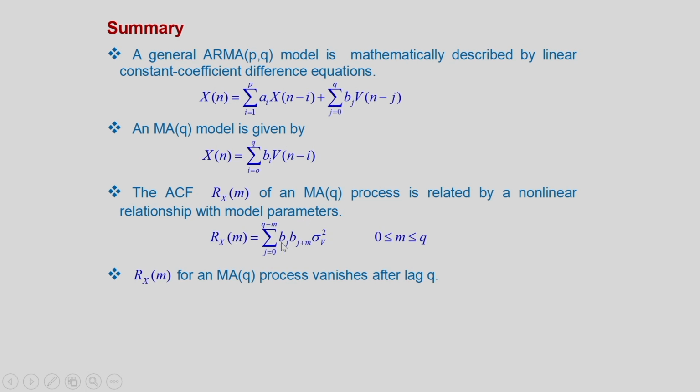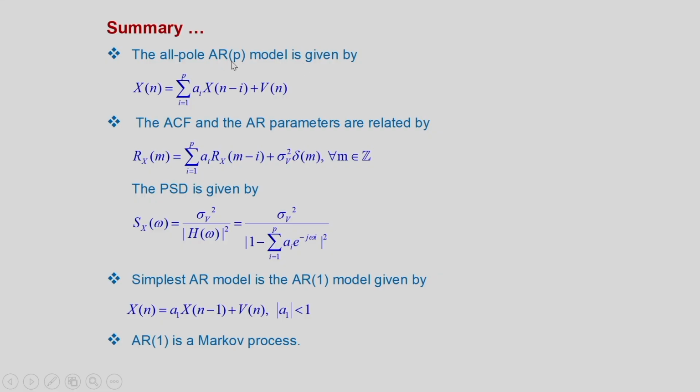We can find them from the autocorrelation function, that is Rx of m is given by the summation j going from 0 to q minus m of bj into bj plus m into sigma v square, where m lies between 0 and q, and Rx of m for an MAQ process vanishes after lag q. These two facts are important, and this is a nonlinear relationship. Because of that, fitting an MAQ model is difficult.